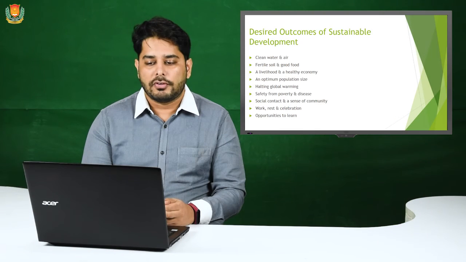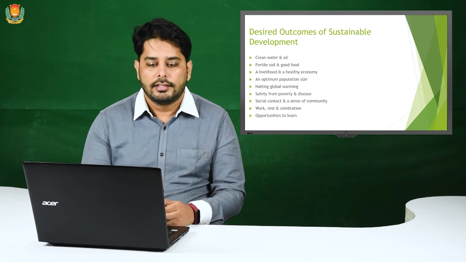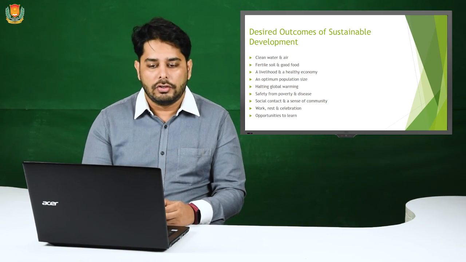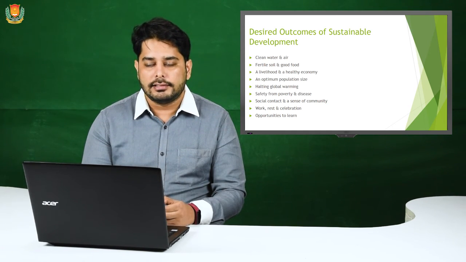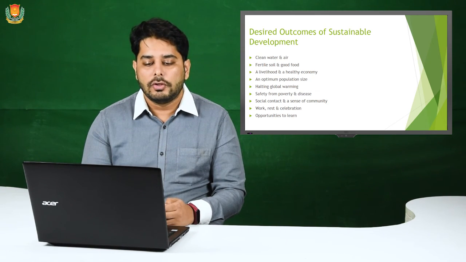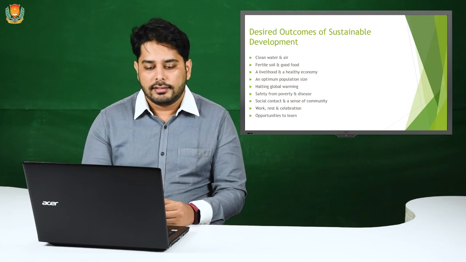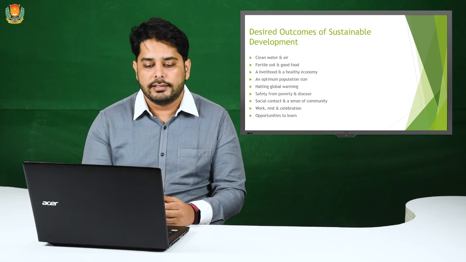So, we want from sustainable development clean water, clean air. We want fertile soil and good food. We want a livelihood and a healthy economy. We want an optimum population size. We want to halt global warming. And we want safety from poverty and diseases. That is what well-being is known as. Safety from poverty and diseases, being well.